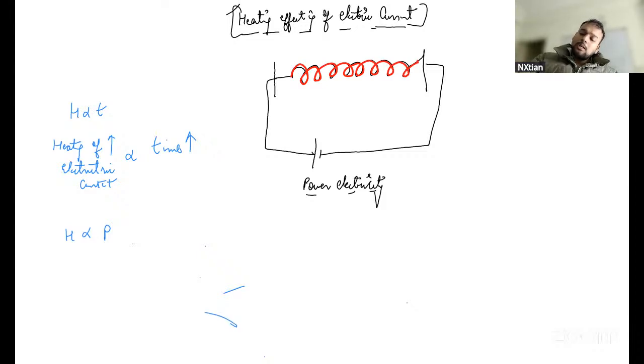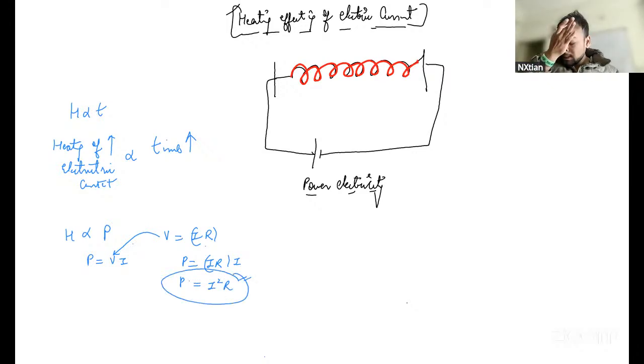Now we know that power is equal to V into I. Yes or no? Now, V can be written as IR, and the I was already there. Now, if I replace this from here, then what will happen? P is equal to IR into I. P is equal to I square R. We learned this formula in the previous class. Guys, are you there?